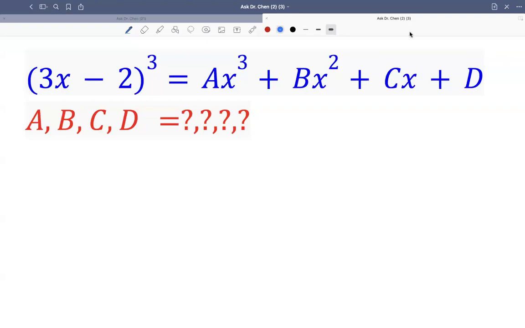Let's see this question. We're given this equation, (3x - 2)^3 equals some number multiplied by x cubed plus some number multiplied by x squared plus a number multiplied by x plus a number. So we want to find a, b, c, d. Well, let's apply the binomial theorem.